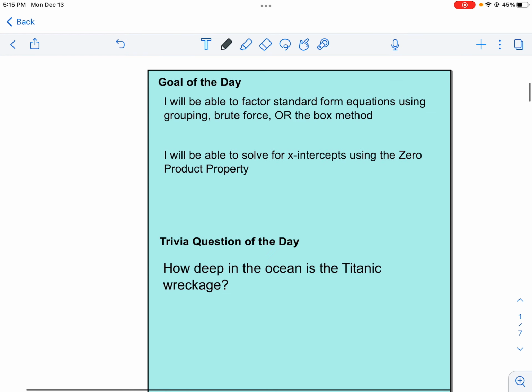Trivia question today: how deep is the Titanic wreckage in the ocean? I'll give you a second to make your guess.